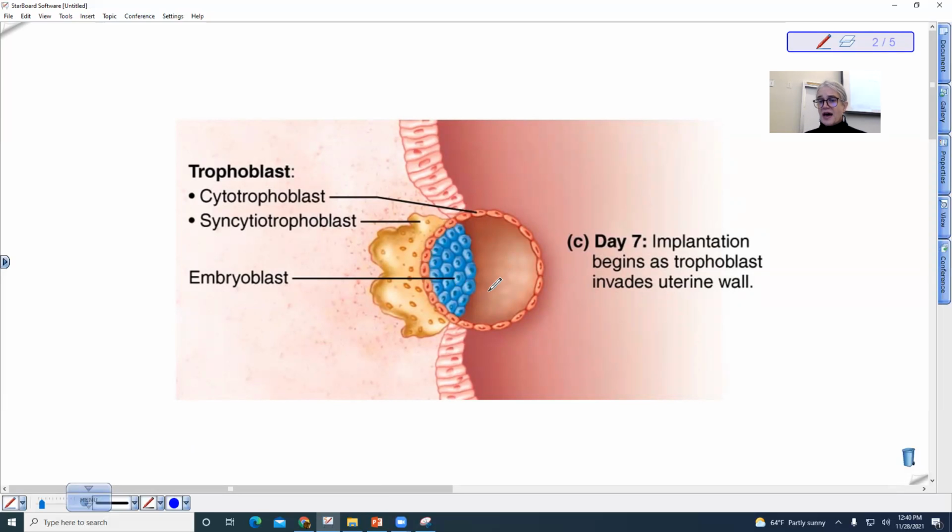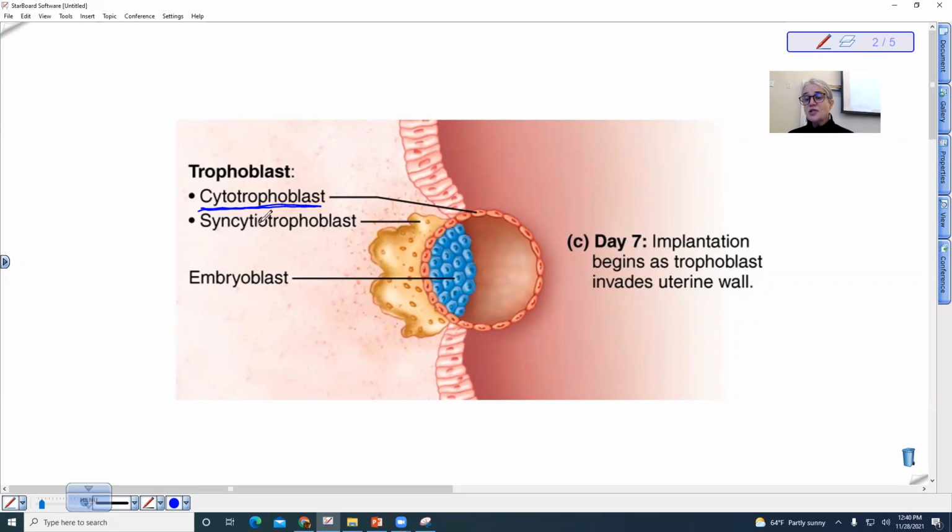So the trophoblast actually forms into two different structures. So the cytotrophoblast, which you do need to know this word, you'll just remember that the cytotrophoblast is going to, the cells are going to remain distinguished from each other. So the cells have a plasma membrane surrounding the nuclei, and they remain distinct from one another. So that's why it's called the cytotrophoblast.